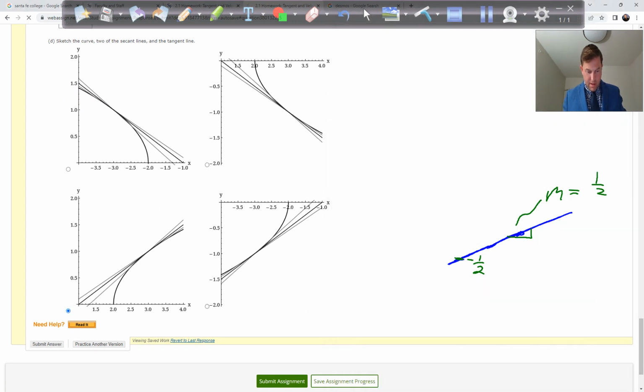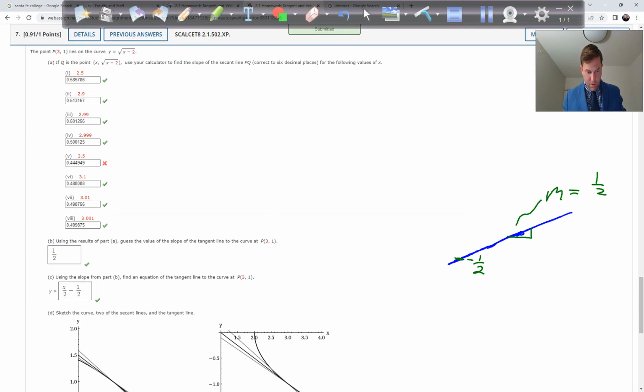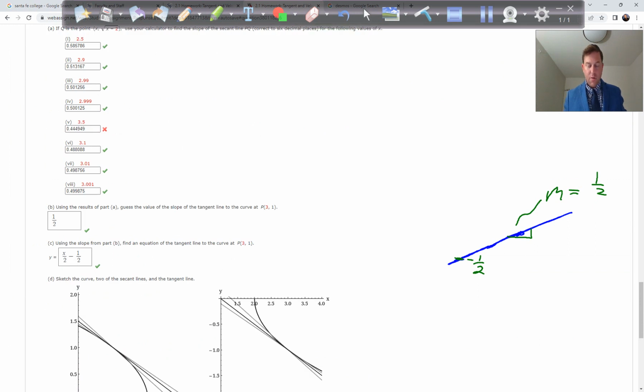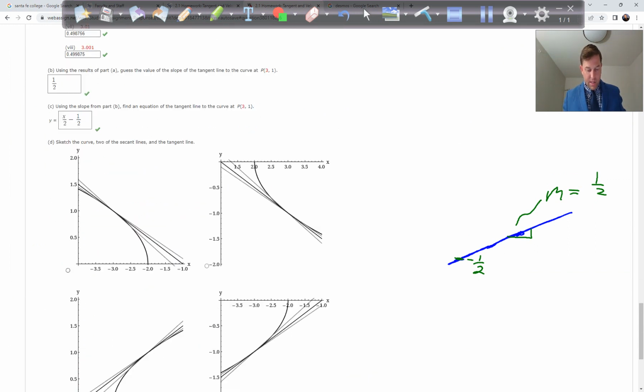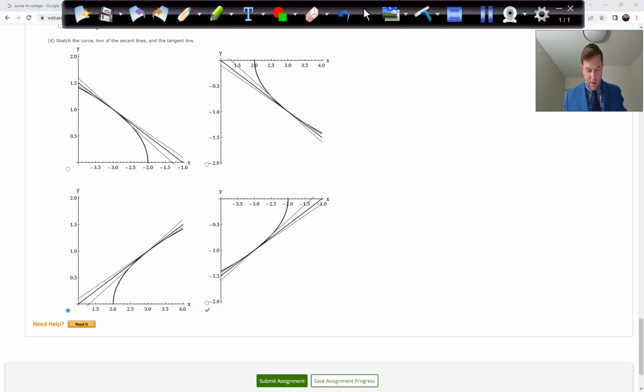and let's try it. And it liked my rounding for all those, and it liked this in exact form, 1/2, x over 2 minus 1/2, and then the only picture that matched what we saw in Desmos and what I drew was this bottom left one. Okay, so that will be section 2.1.